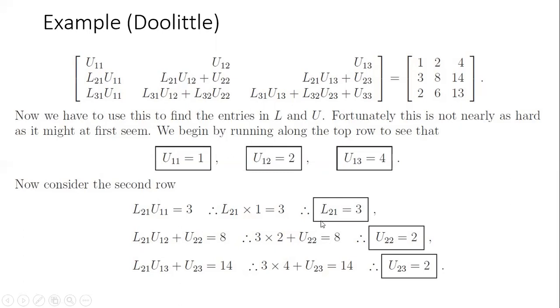Then this entry is equated to this value 8. So L21 is equivalent to 3, U12 is 2, and the only unknown here would be U22, equated to this 8. So just isolate the variable U22, which gives us a value of 2. And this one, the second row, third column, is equated to this 14. We already have the value of L21 and U13, which is 4. So just isolate the unknown U23. This will give us a value of U23 as 2.